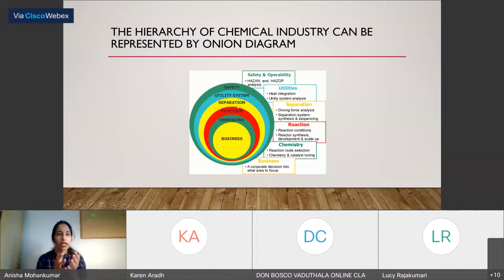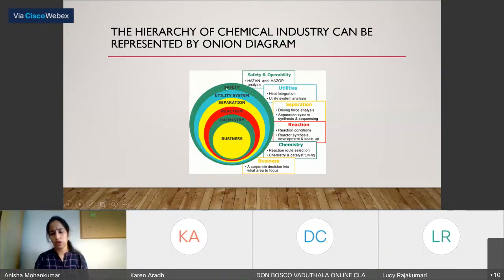Separation is when you already have a product, and you have to separate it into different subproducts based on maybe boiling points, melting points, density differences. All these parameters are there for separation of any product. So that comes under separation. And utility system is basically for heat exchange networks. So it can be a heat exchanger or any other utilities such as steam, water, refrigeration, air, and such.